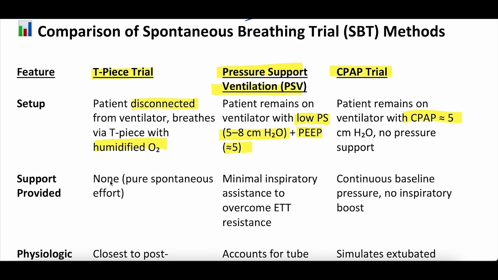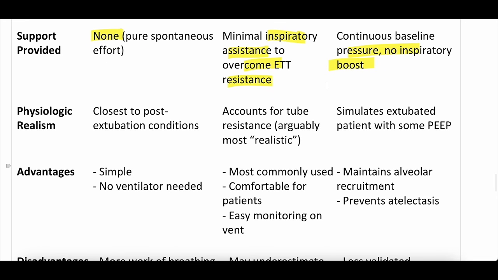So from a support standpoint, for a T-piece trial, there's no support. There's no PEEP, no inspiratory pressure. For a pressure support trial, there's inspiratory support and PEEP. And for a CPAP trial, there's just PEEP. There's no inspiratory support. So the physiology here for a T-piece trial is post-extubation conditions. People will say a T-piece trial is closest. We actually disagree with this because it doesn't account for the resistance of the endotracheal tube. A pressure support trial accounts for tube resistance, so it's arguably the most realistic. And a CPAP trial just has PEEP. It's maybe in the middle there somewhere.